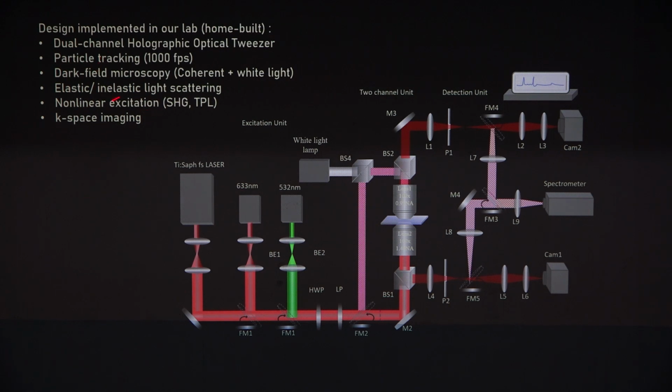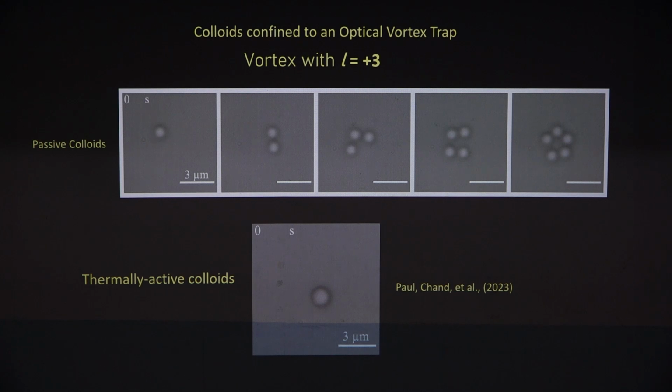I probably have not touched upon even a couple of them, but we also do momentum space imaging for momentum transfer experiments. Maybe some other time I'll be happy to discuss that. But what you can do with such experiments is confine colloids to an optical vortex. The orbital index in this particular case, which is a topological charge, is l equal to 3. What you'll see is this. This is a fast camera image. What you're looking at is the colloid whose angular momentum has been transferred from the light to the colloid. You're looking at a single colloid, two colloids, three colloids, four colloids, and multiple colloids.